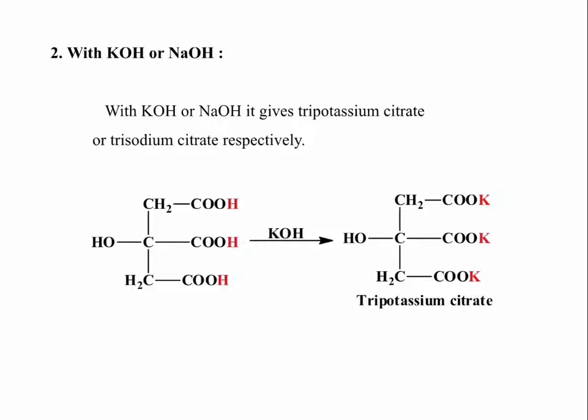With potassium hydroxide or sodium hydroxide: citric acid reacted with potassium hydroxide or sodium hydroxide gives the corresponding salt. Citric acid reacts with KOH to form tripotassium citrate, or it reacts with sodium hydroxide to form trisodium citrate.